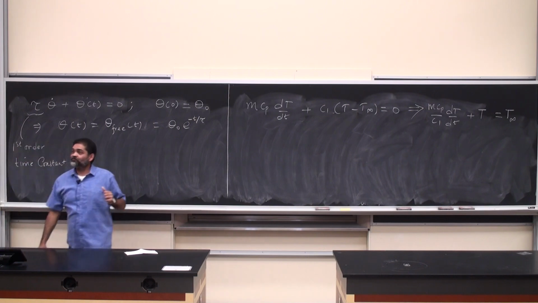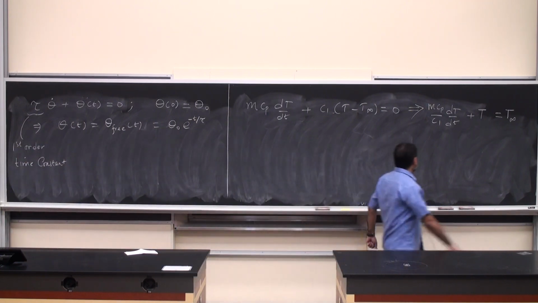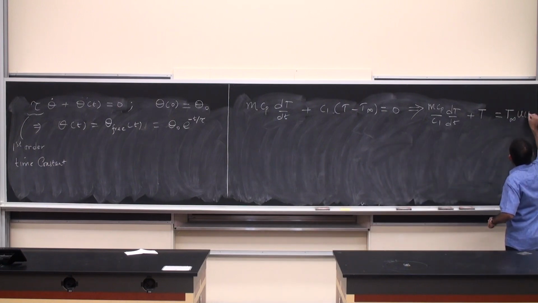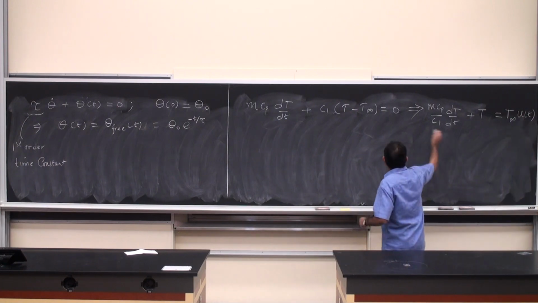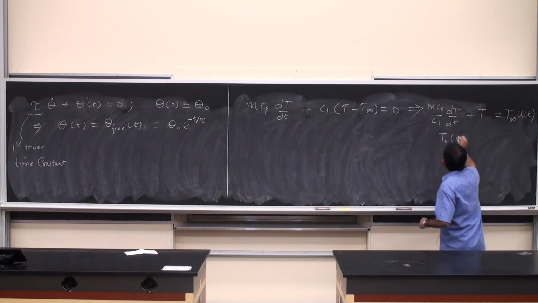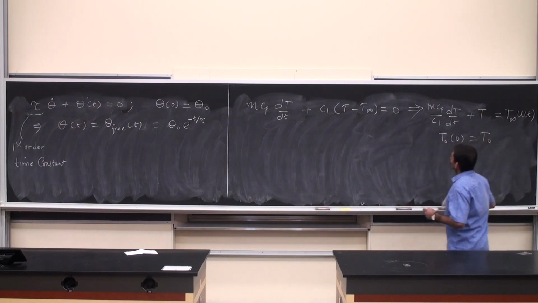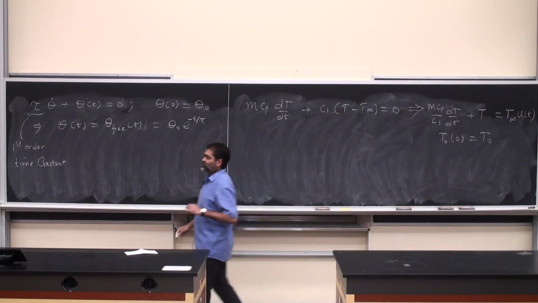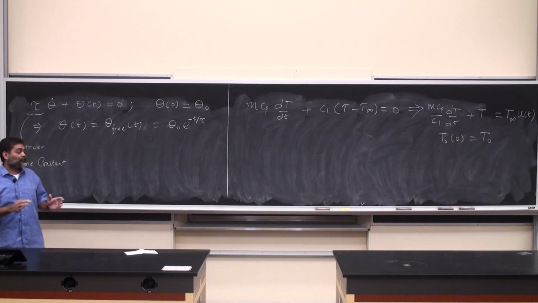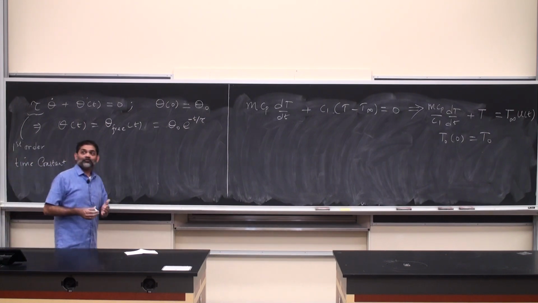Unit step function. This is just T infinity times U of T. And the initial condition was that. So you see, this problem is a special problem because it lends itself both to a free response type solution as well as a step input type solution.